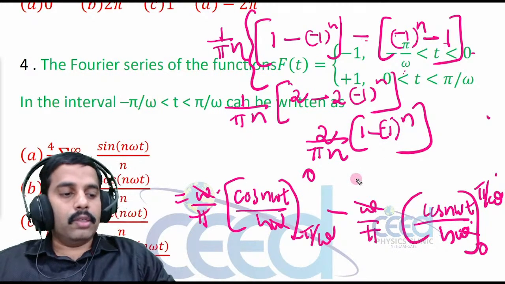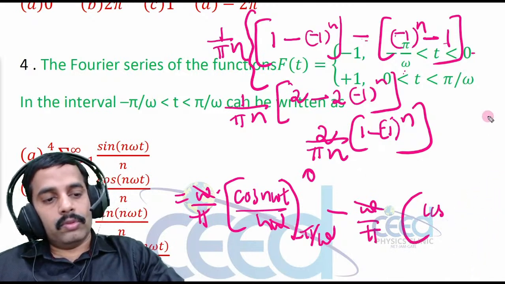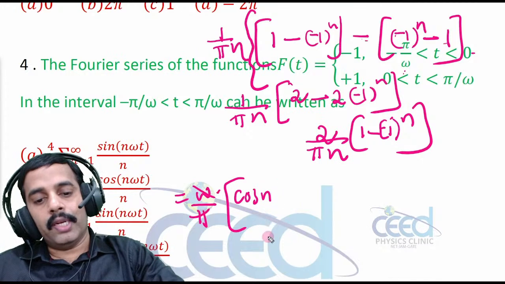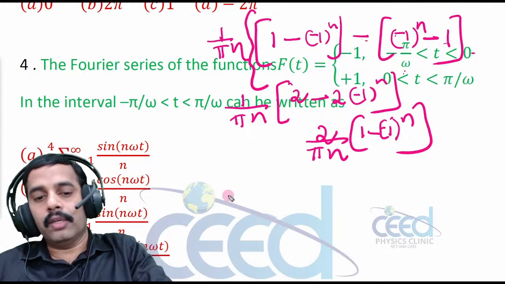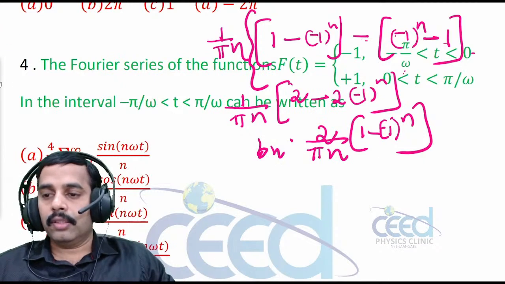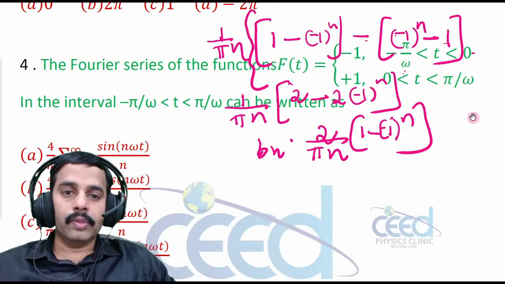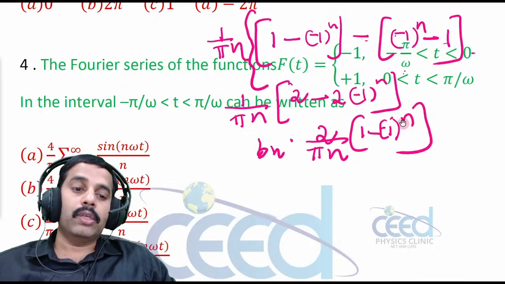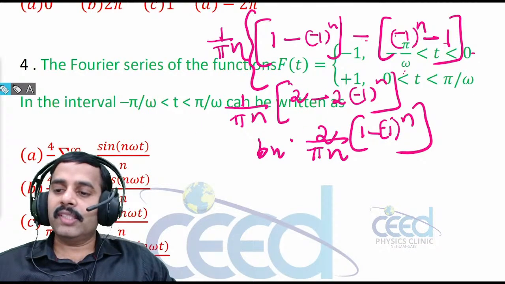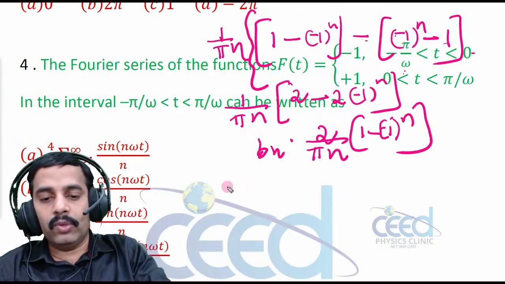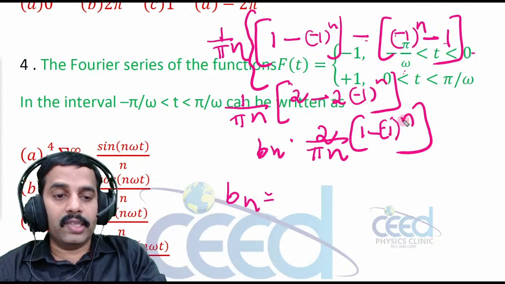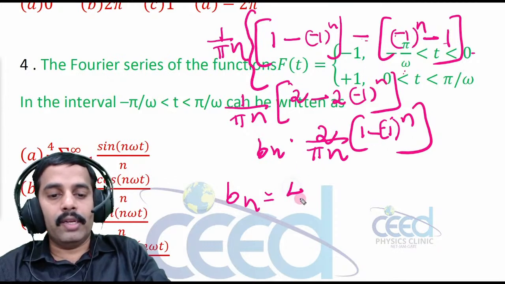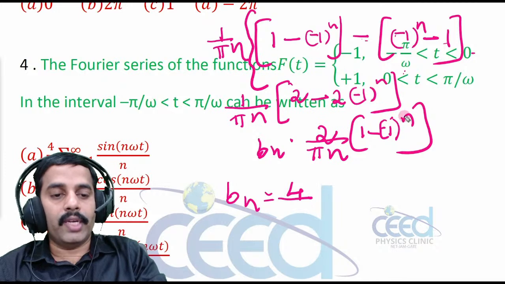Alright. Now let me substitute this value. This is my Bn. So here the thing is, this is my Bn, and from it is clear that this Bn will exist only for odd values, because if I substitute even values, suppose you substitute n is equal to 2, so minus 1 square, that is 1, 1 minus 1, 0. So it exists only for odd values. So Bn value, for n is equal to odd, becomes 4 by n pi, right?